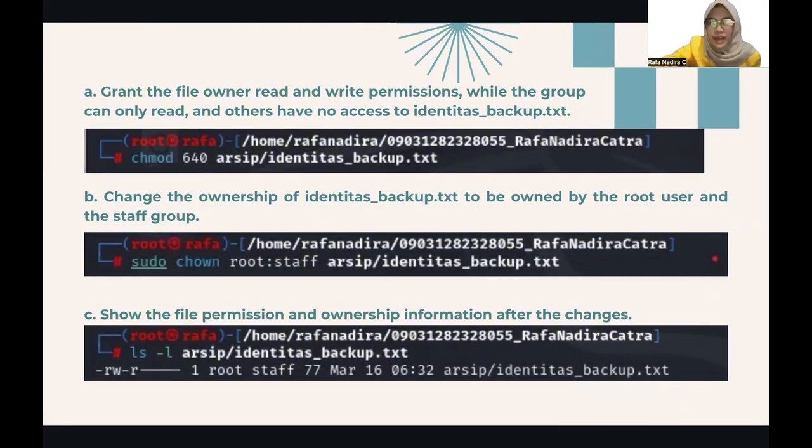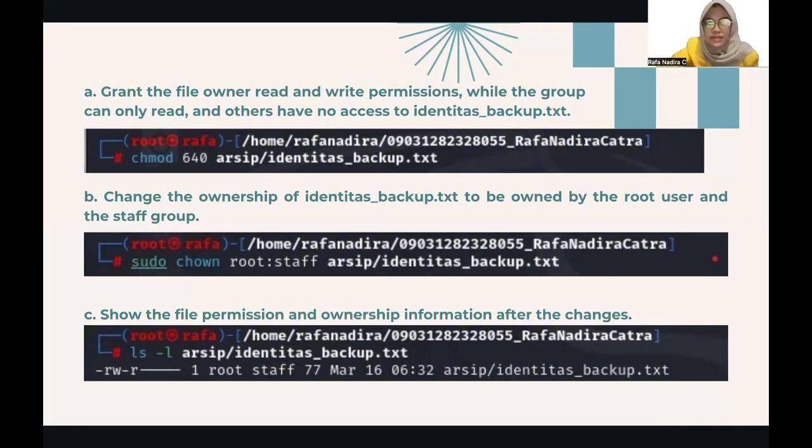Grants the file owner read and write permissions, while the group can only read and others have no access to identitas_backup.txt. And here I use the chmod 640 command to set the file permissions. 6 is for the owner who can read and write, 4 is for the group that can only read, and 0 for others that has no access. And it has a formula where read is 4, write is 2, execute is 1, and 0 for no permissions. And this is useful for protecting sensitive files from unauthorized access.